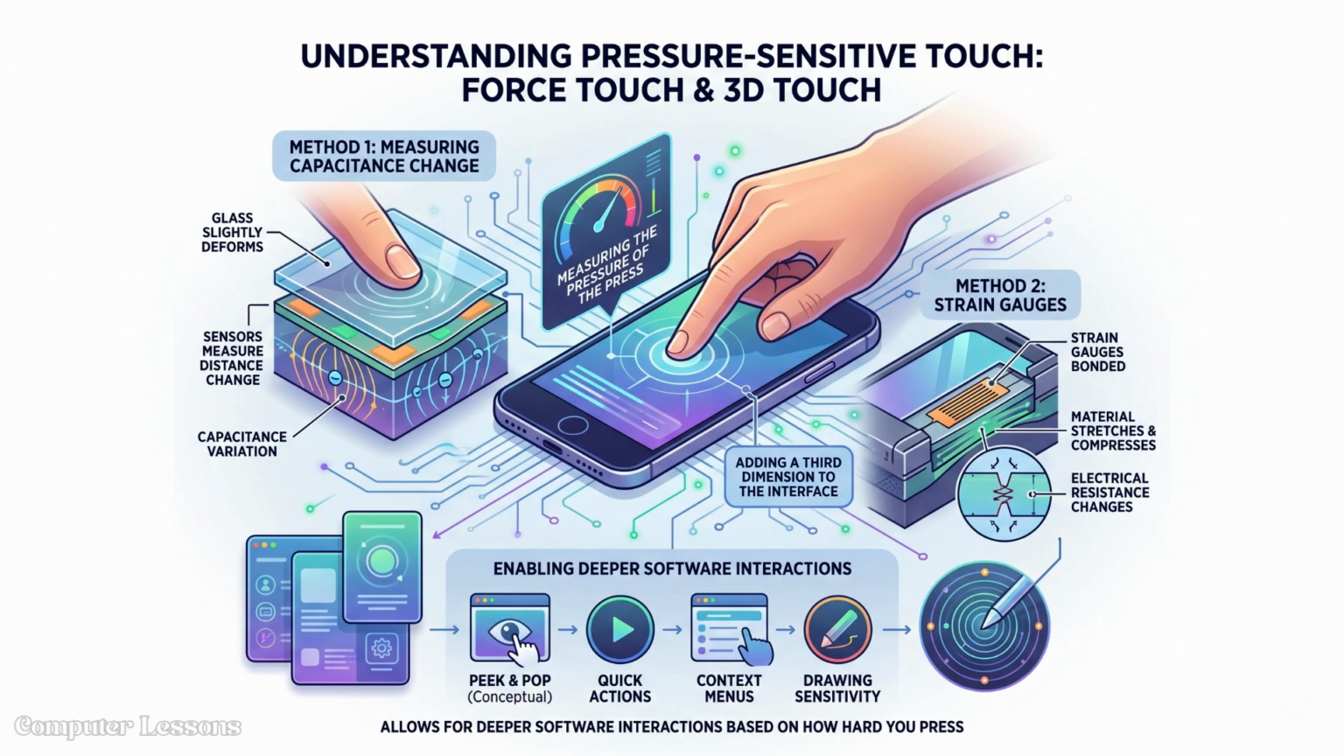Force Touch and 3D Touch introduced a third dimension to the interface by measuring the pressure of the press. This is achieved through strain gauges or by measuring the change in capacitance as the glass slightly deforms. It allows for deeper software interactions based on how hard you press.